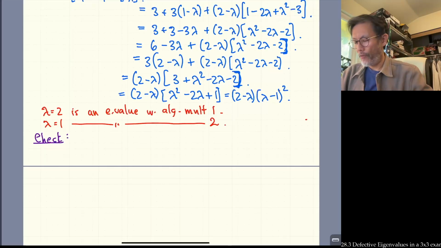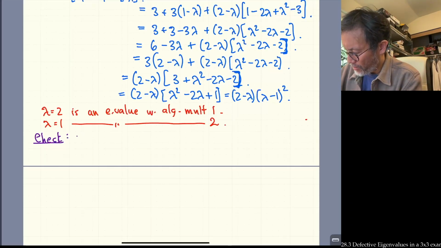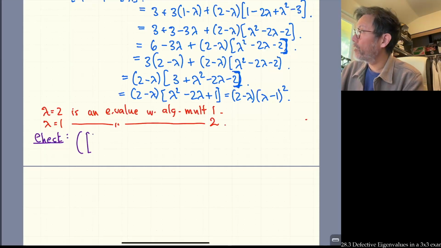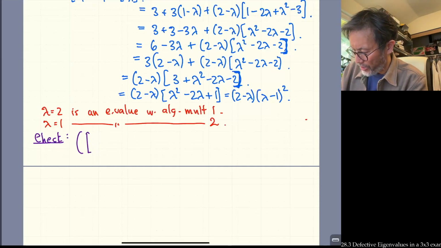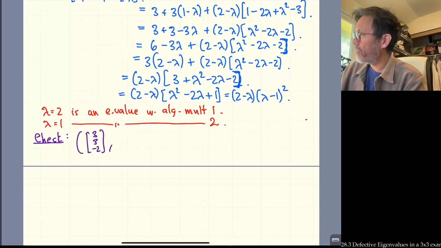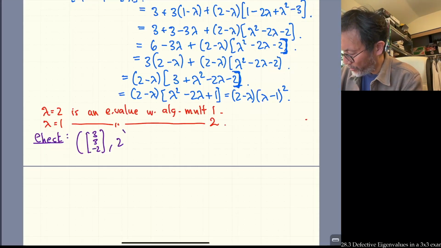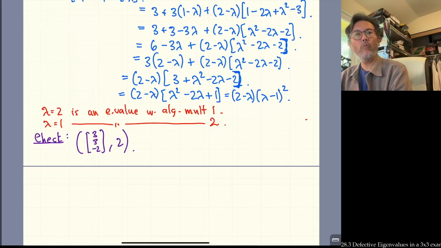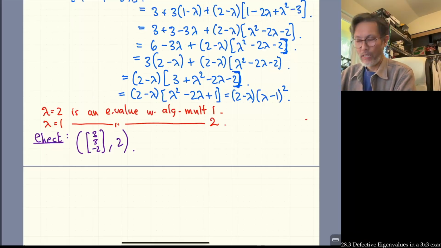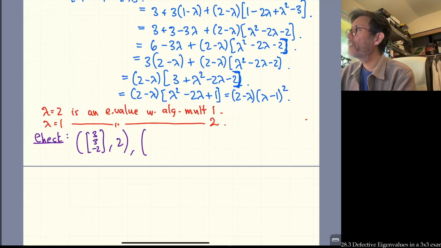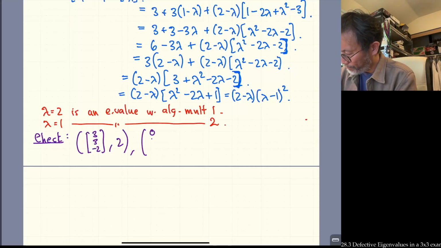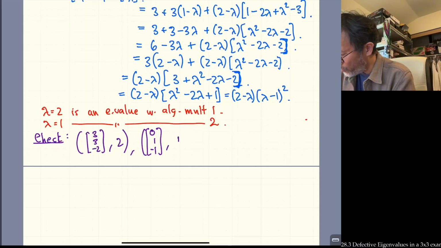You can check that for lambda equal to 2, we have an eigenvector. The eigenvector is 3, 3, negative 2. I'm not going to do this myself because I don't want to. And the corresponding eigenvalue is 2. Okay? This is what's called an eigenpair. And you can also check another eigenpair is given by 0, 1, negative 1. This is an eigenvector with eigenvalue 1.